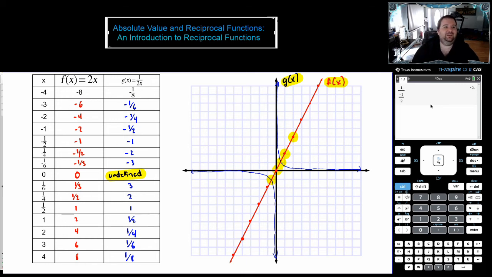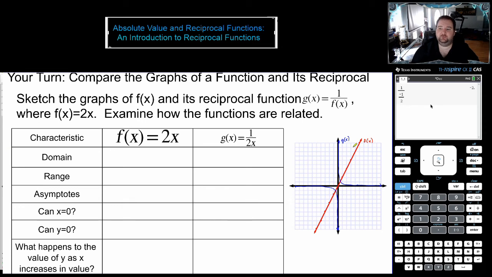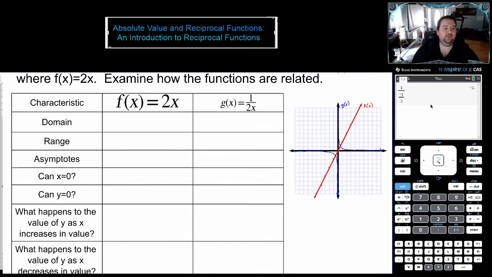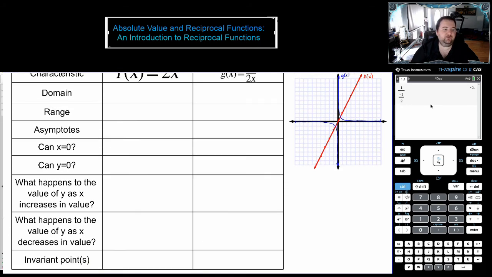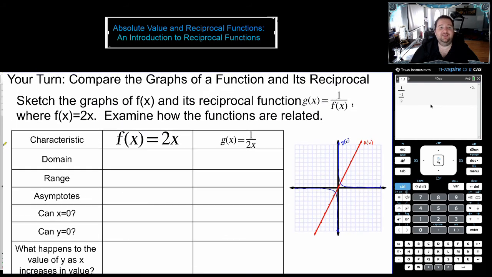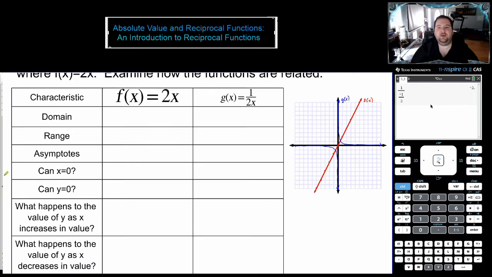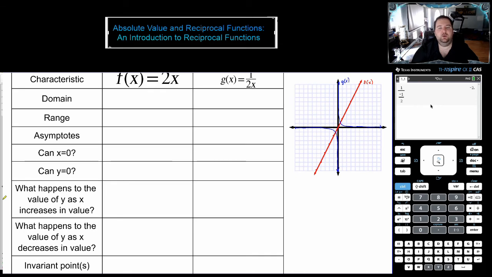And that is it. Now what I want you to do is do the same thing that we did in our example. Here's your graph, and you should find the domain, the range, the asymptotes. Can x equal 0 for the two different functions? Can y equal 0? And what happens to the values of x and y as x increases or decreases in value? And what are your invariant points? Again, this is going to be found in your workbook, but if you don't have the workbook, just go ahead and copy these down, and when you are done, we'll check your answers.